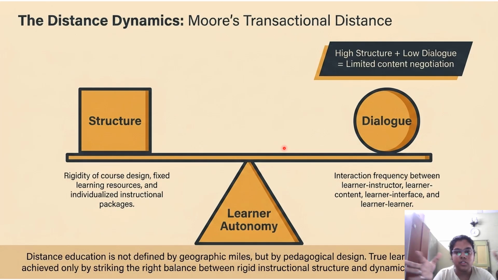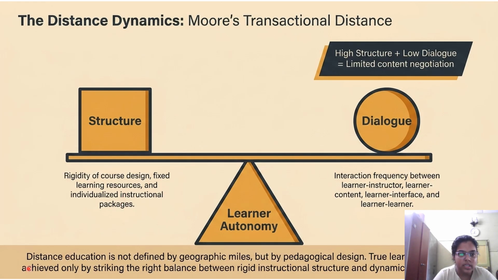So if we add high structure and low dialogue, what do we get? High structure plus low dialogue is equal to limited content negotiation.